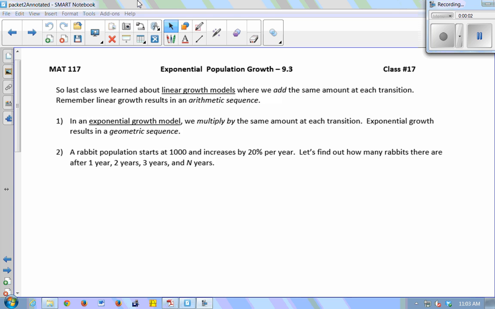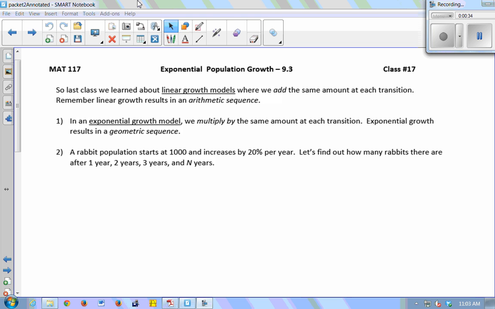We're going to talk about exponential population growth. Last class we learned about linear growth models, where you add the same amount at each transition. That's the definition of a linear growth model. You're always adding the same amount, and linear growth always results in something called an arithmetic sequence. We also learned a little shortcut for how to add up the numbers in an arithmetic sequence. Remember, add the first and the last term, multiply by the number of terms, and divide by 2.